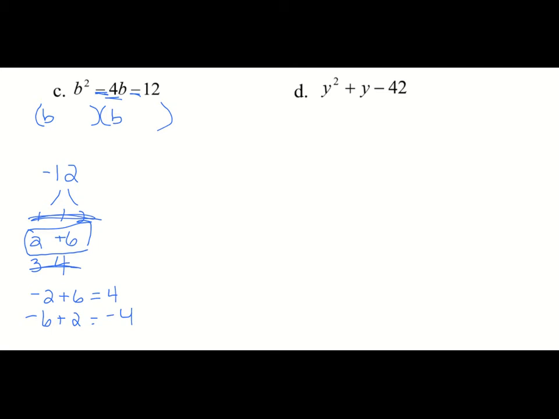So here, if I have two minus signs, I want you to think about it. If you have two minus signs, your two signs in your binomials are going to be one positive and one negative. And in this case, I know I need a negative 6, so I'll do b minus 6 and b plus 2. And that is my factored form for C.